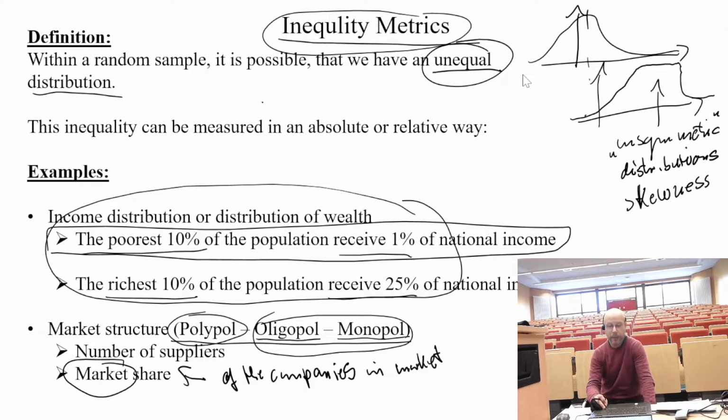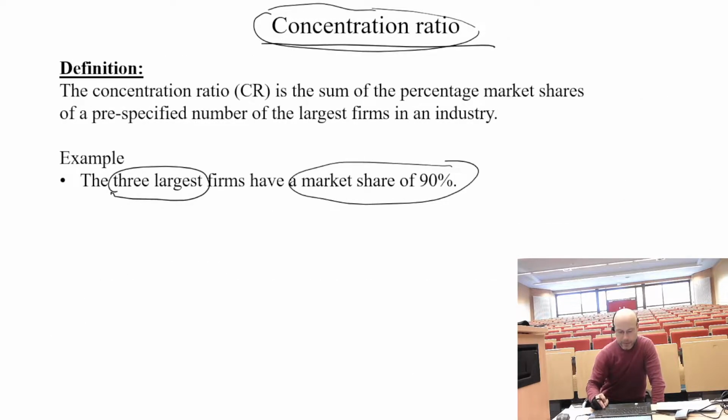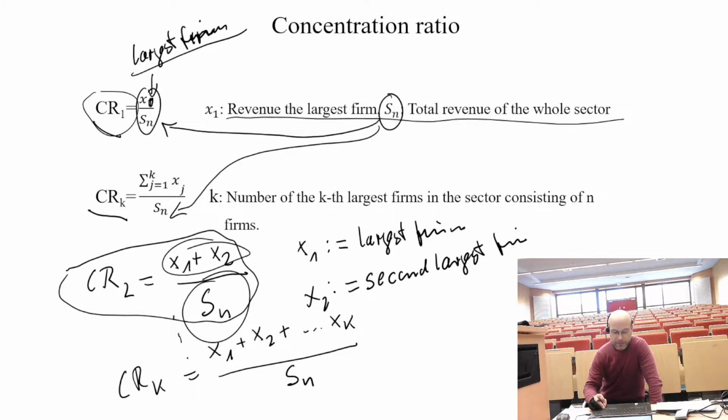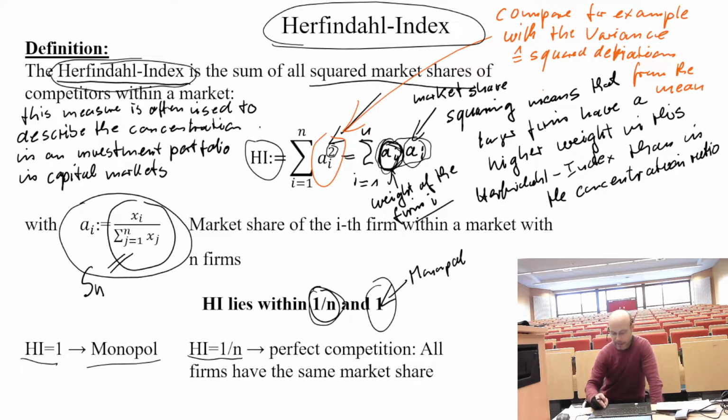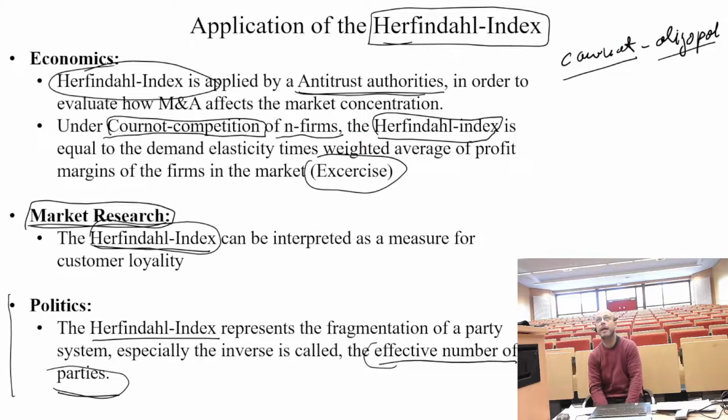What did we do last week? We talked about inequality measures in general, and we introduced the so-called concentration ratio, a very simple measure for inequality. Then we talked about the so-called Herfindahl index, which is widely applied in economics, because it is some kind of a natural weighting of what we are doing.